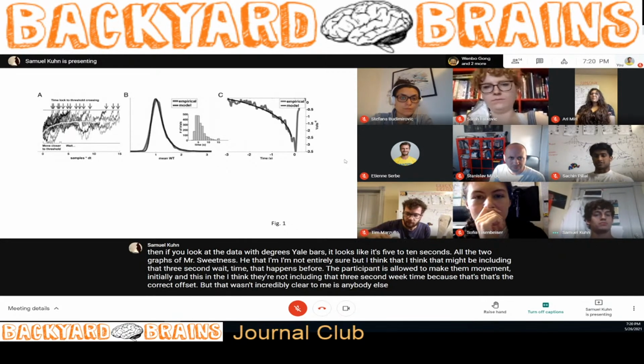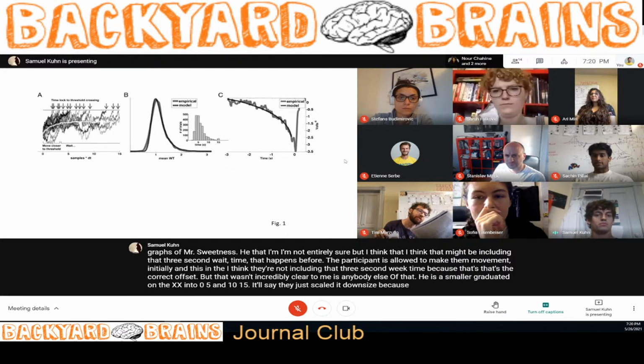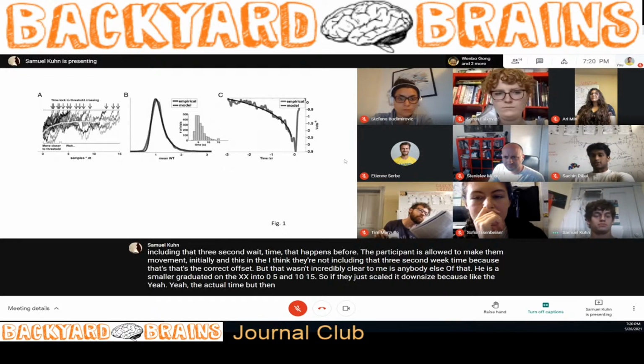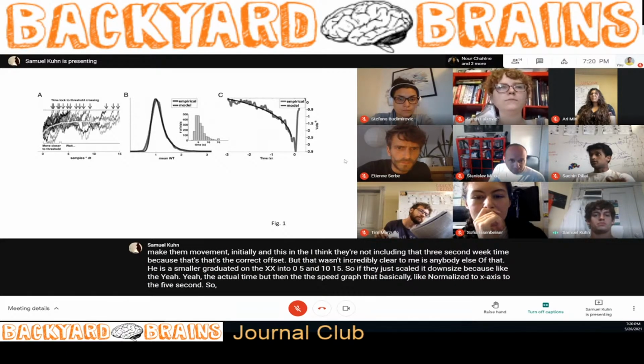Like B has a smaller graph, and on the x-axis is 0, 5, 10, 15. And it looks like they just scaled it down by 5, because the graph gave you the actual time, but this B graph is basically normalized on the x-axis to the 5 second mean. So at 1, you're at the mean time of 5 seconds. Yeah. At 2, you're at double that mean, which is 10 seconds.